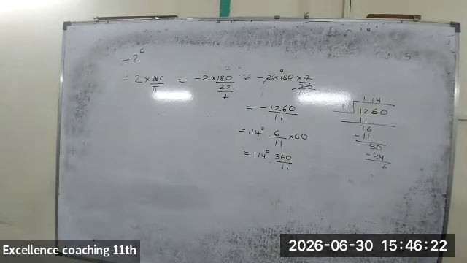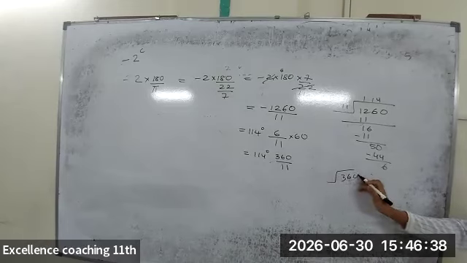Any difficulty? Something? This is correct. By 1 3 is 33.